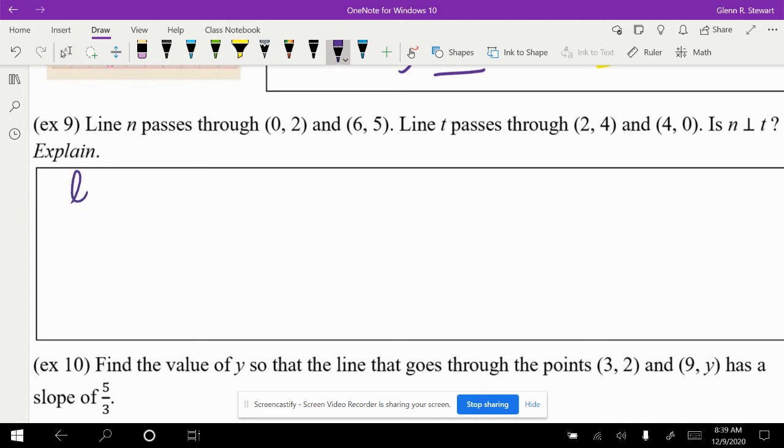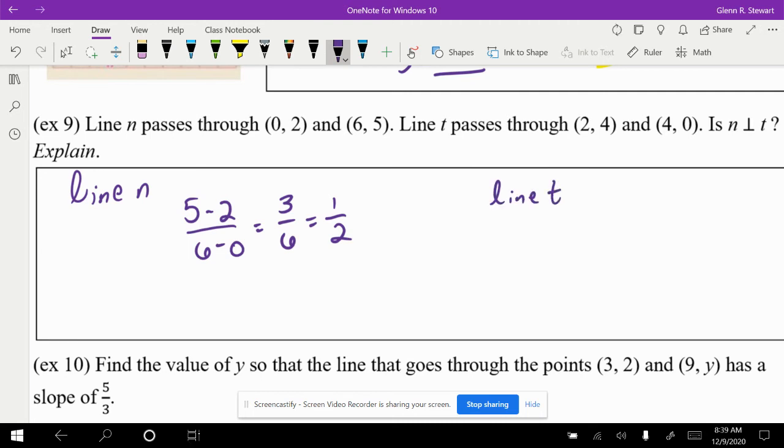Okay, now that we're back, we're going to take a look at finding the slopes of each of these. So line N, we've got 5 minus 2 over 6 minus 0. Gives us 3 over 6, or 1/2. And line T will have 0 minus 4 over 4 minus 2. Gives us negative 4 over 2, which is negative 2.